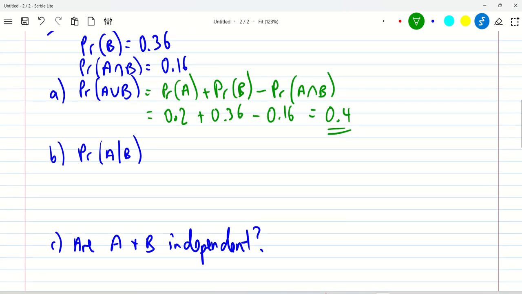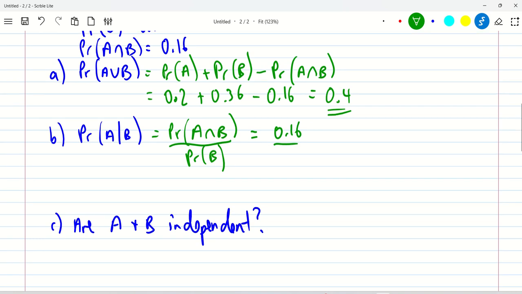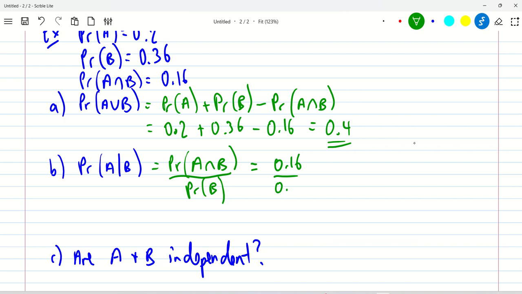All good. Let's have a look at the probability of A given B. Let's just write down the formula. The formula is the probability of A intersect B divided by the probability of B. So let's put it in. A intersect B was 0.16, over the probability of B, which was 0.36. And that's it. Nice and easy. So 0.16, I'll just times everything by 100, so 16 over 36. Divide by 4, and I get 4/9 as my answer for the probability of A given B.